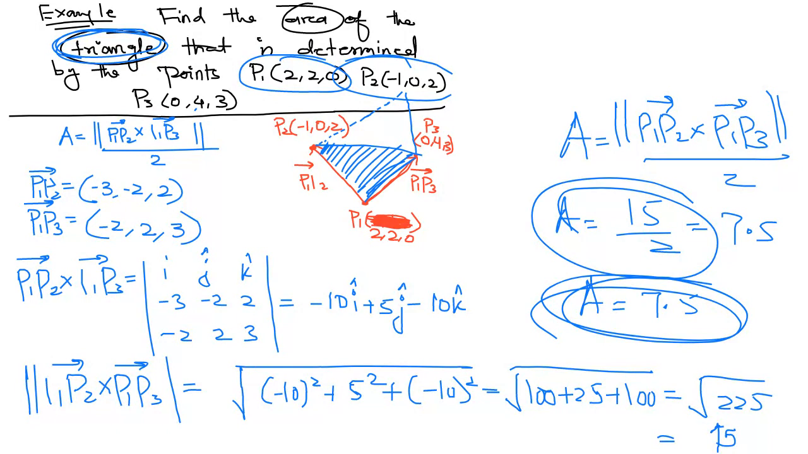Is this clear? When in the exam I ask you to find the area of the parallelogram, then no need to write this two. If I ask for the triangle, then you have to do this one. Okay. Any question about this example?